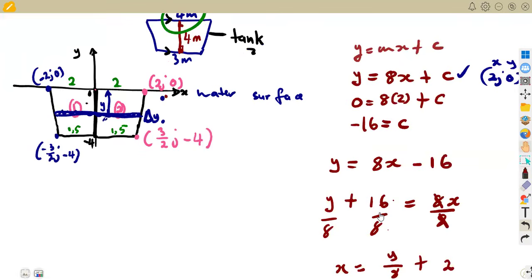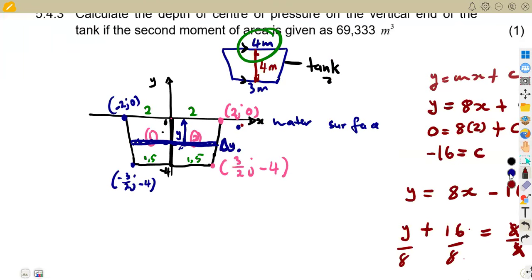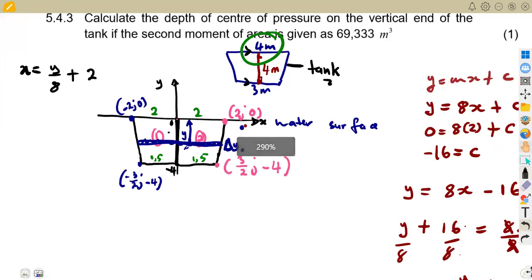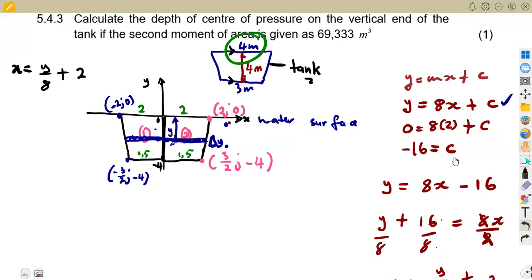I'm just going to take this relationship because I want to use this space. I'm just going to write this. So we found that x is equal to y/8 plus 2. That was our relationship from our calculations. That is what we got.